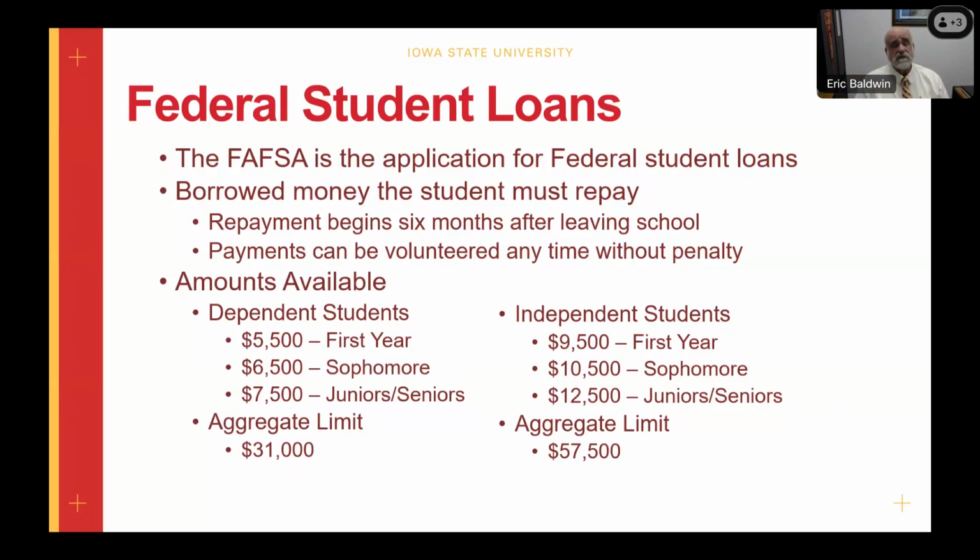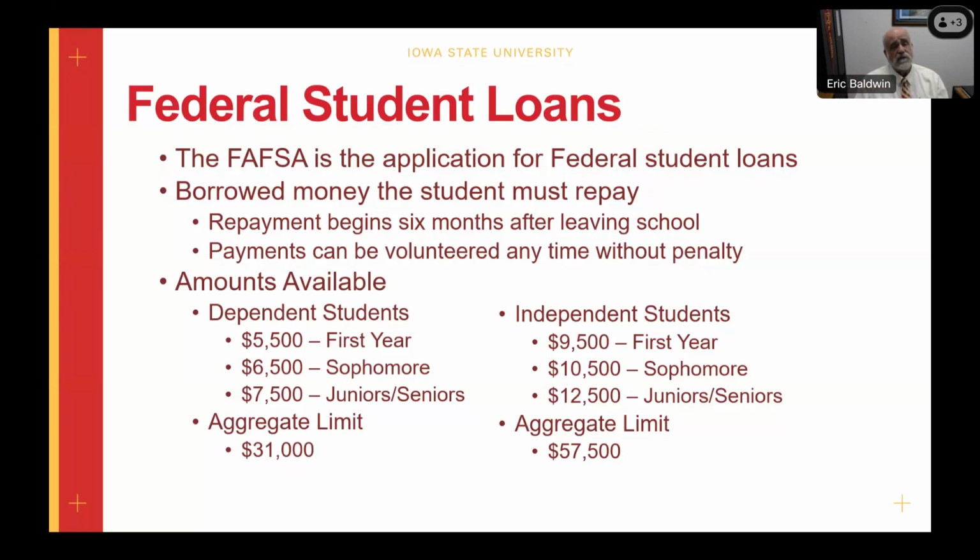The amounts available to students: if you're a first-year dependent student, it's $5,500. It's $6,500 when you hit sophomore status. Some students come in already having that sophomore status, so you'll see that higher amount in Workday. When you're a junior or senior, you could take out up to $7,500. It'll be a mix of subsidized versus unsubsidized, based on your need on your FAFSA. The aggregate limit, the maximum we can provide for you, is $31,000 if you're a dependent student.